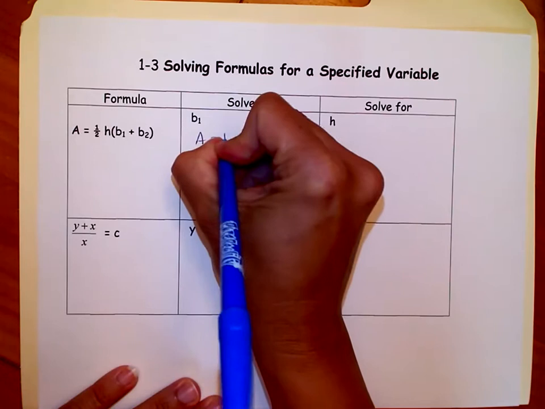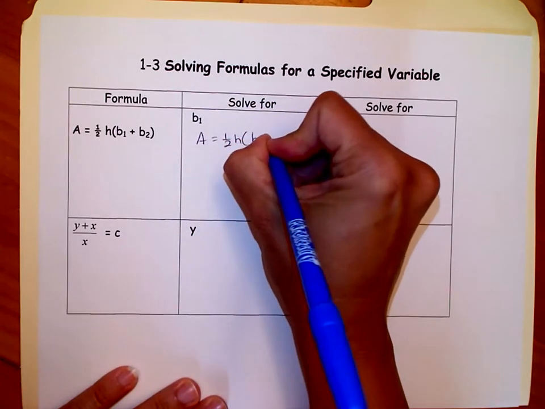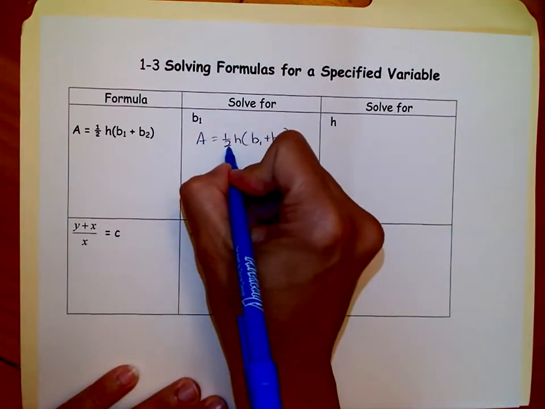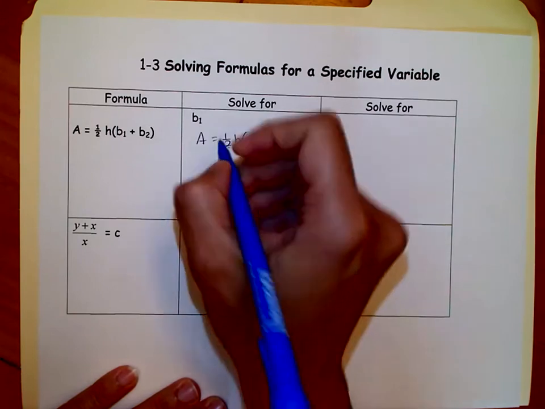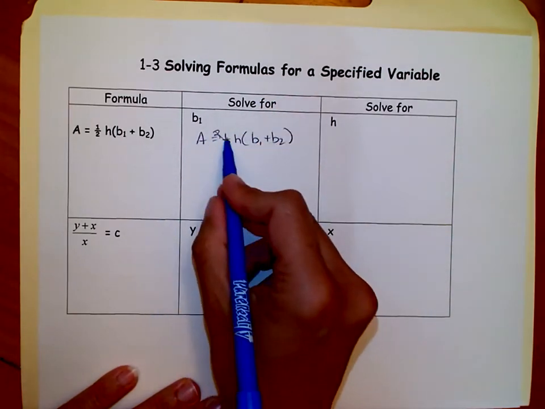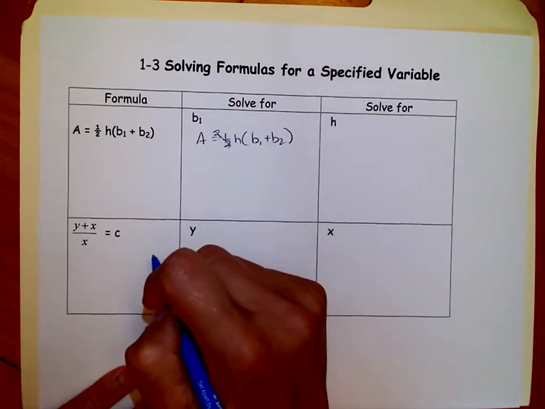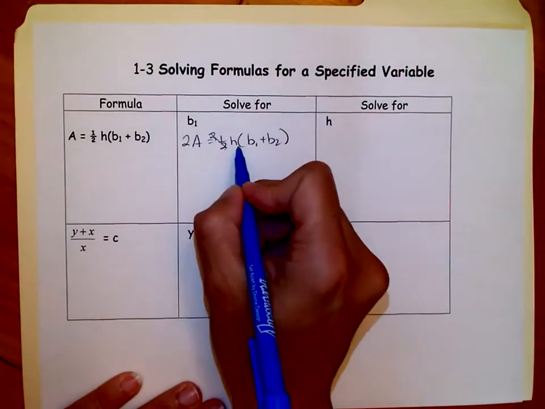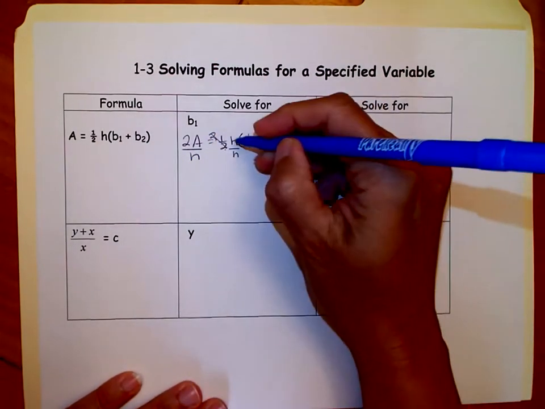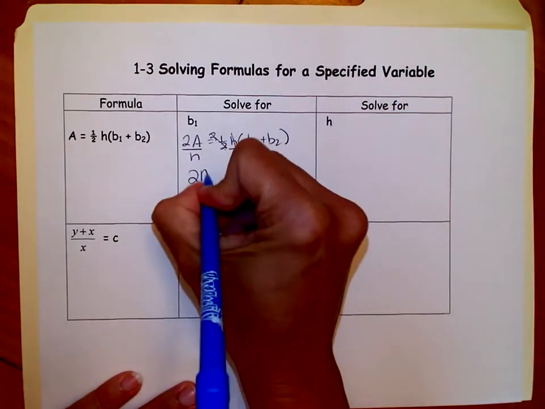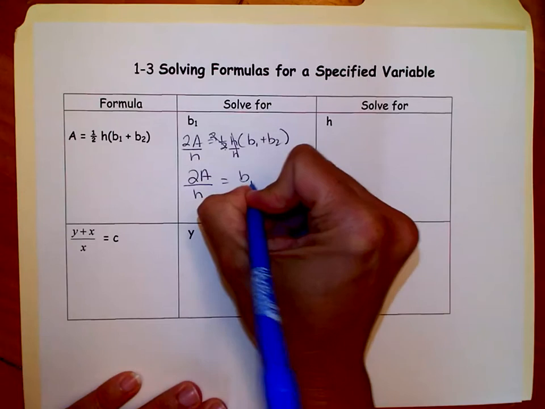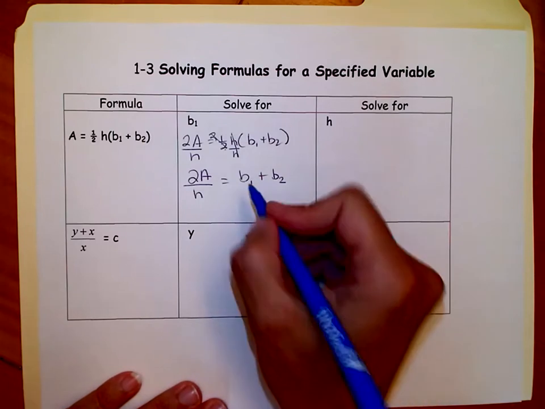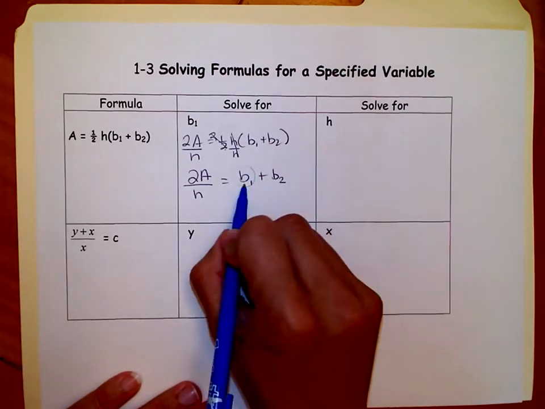So here's my formula. And I have to divide by this. Well, I'm going to do it separately because to get rid of a 1/2, I could multiply by 2. If I multiply by 2 on that side, it cancels and I'm left with a 1, which is fine because 1 times anything is just whatever that thing was. But whatever I do to one side, I have to do to the other. And then I want to divide by h to get rid of the h. So now I have 2a over h equals b sub 1 plus b sub 2. Much prettier now.